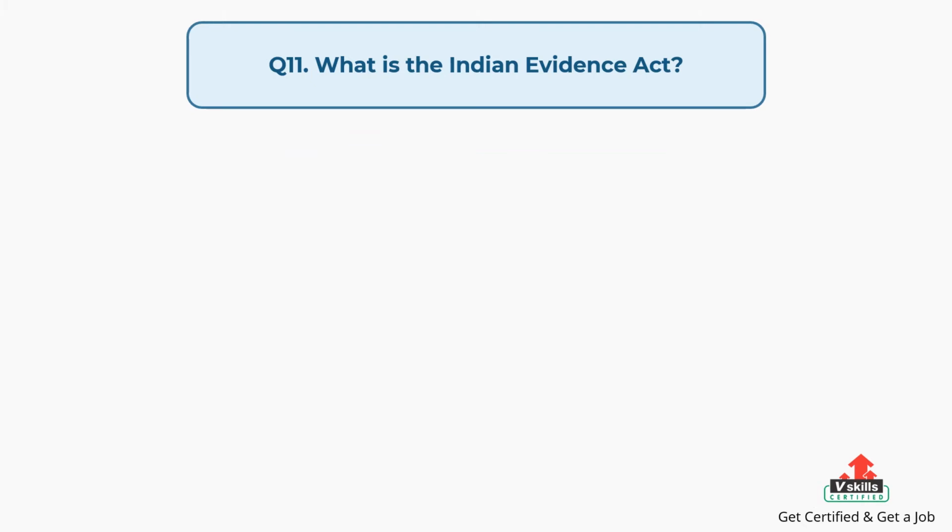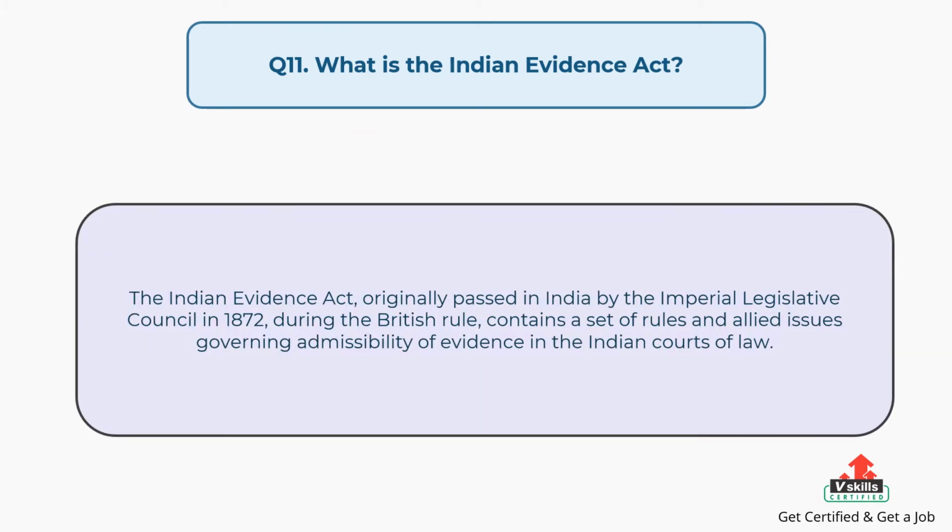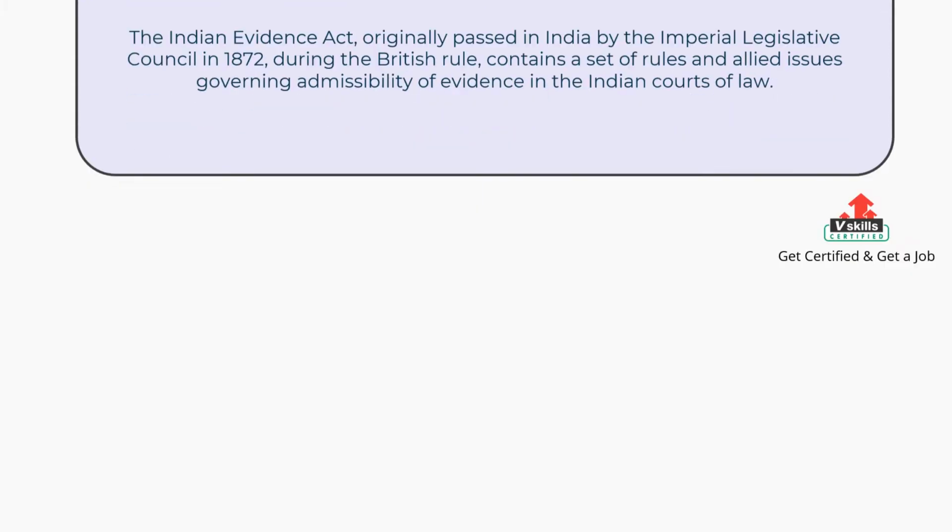Question number 11. What is the Indian Evidence Act? The answer is, the Indian Evidence Act, originally passed in India by the Imperial Legislative Council in 1872, during British rule, contains a set of rules and allied issues governing the admissibility of evidence in the Indian courts of law.